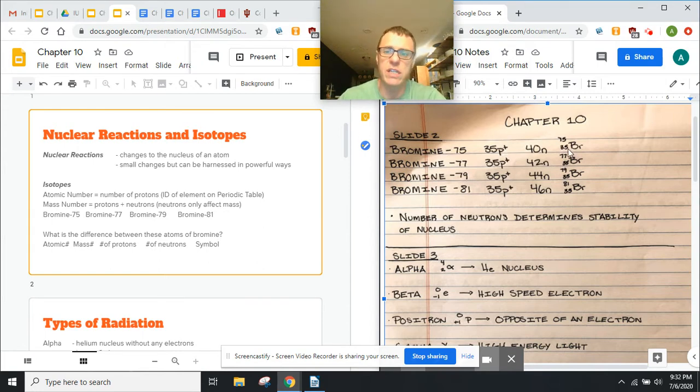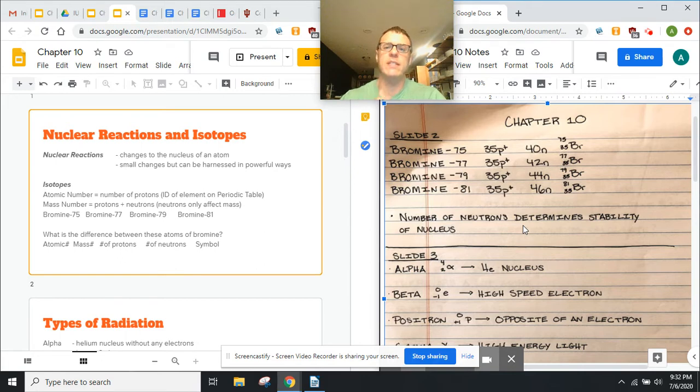Where things change is the mass number. Here the mass number is 75, and that's protons plus neutrons. We can all do this simple math. If we're trying to get to 75, there's 35 protons, so there must be 40 neutrons. This right here is the symbol. Br is the symbol for bromine. It's got 35 protons, and this top number, 75, is the mass number. You can see that trend continues for these 3 other isotopes. So for bromine 77, 35 protons, 42 neutrons, etc. You guys can handle this.